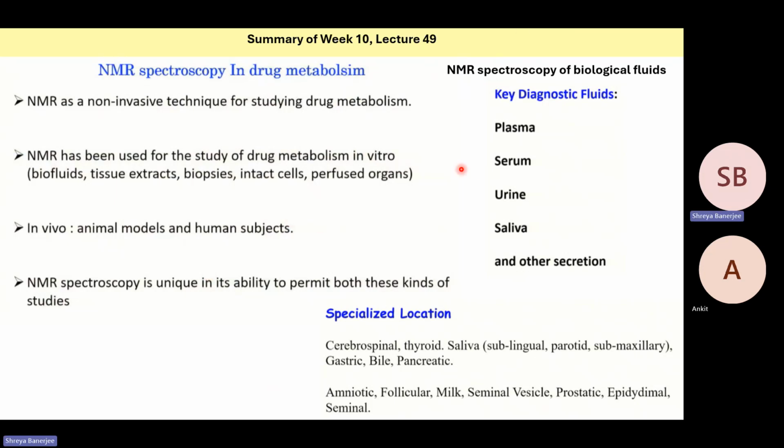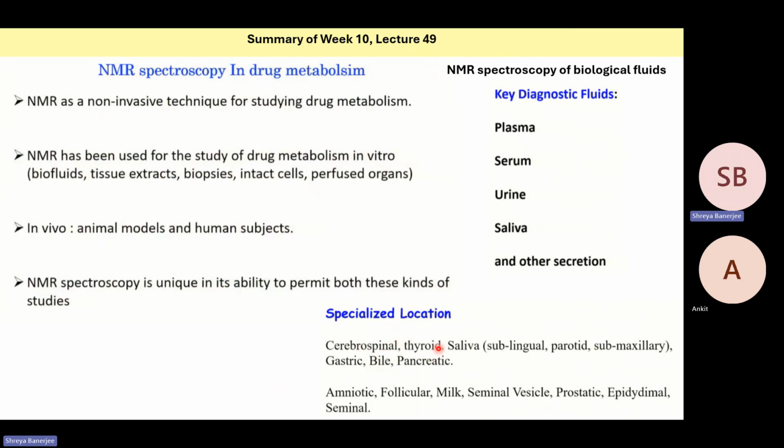So in vitro, the main fluids that are used are plasma, serum, urine, saliva, or any other secretion of the body. These are the general diagnostic fluids. If we want to study a specific location of the body, we can also use cerebrospinal fluid. So suppose we are studying the cerebrospinal fluid, and the metabolic products that are observed are different to what is expected in a healthy patient. That will give an idea that there is some disease in the patient.